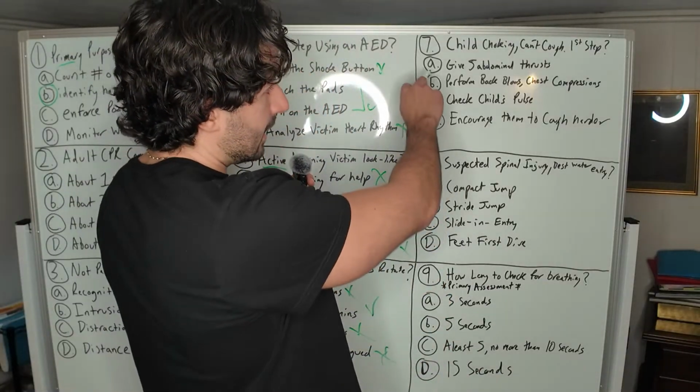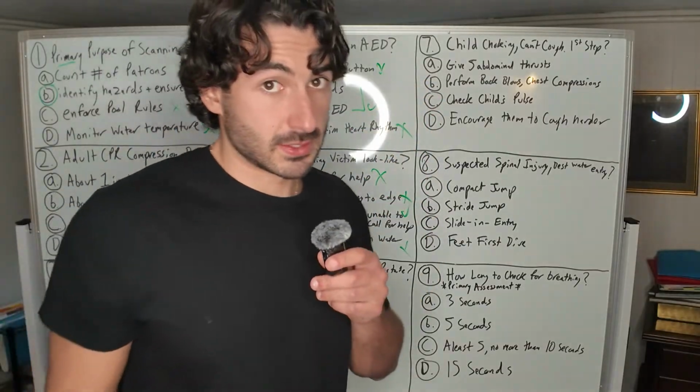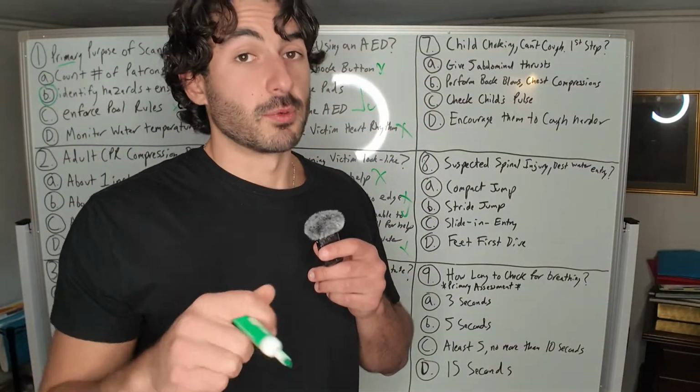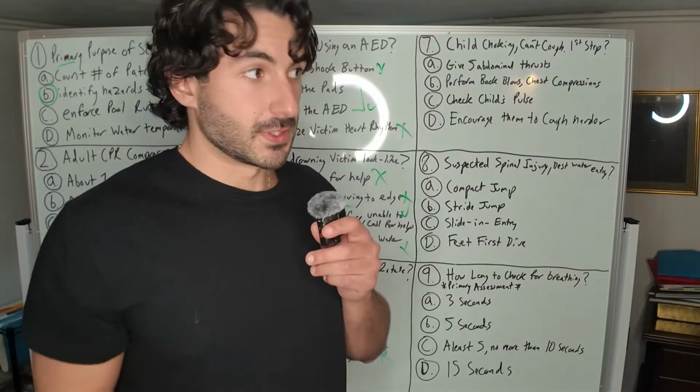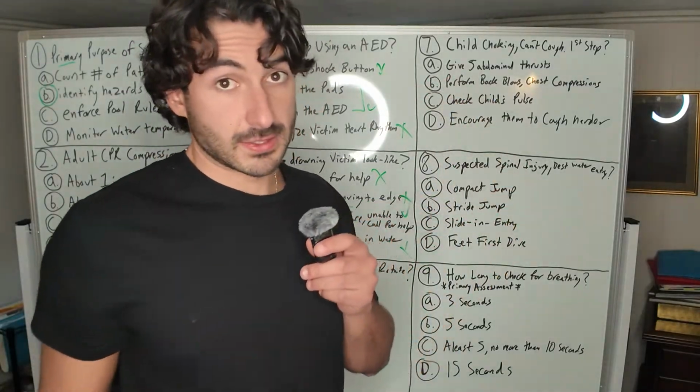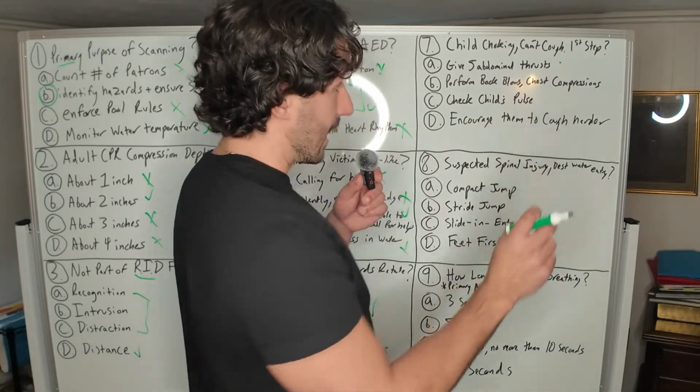What should you do? A, give 5 abdominal thrusts. That sounds right. This is something where you'll get a worksheet in the class and you'll see, okay, you are supposed to do abdominal thrusts. So keep this one in mind. We'll put a pin in that for now.